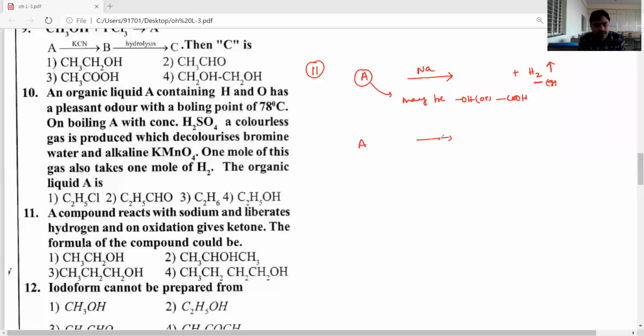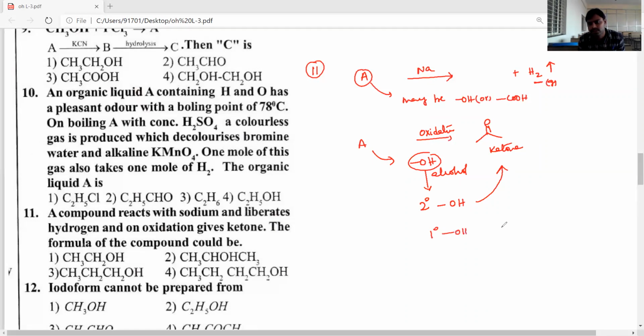But A on oxidation produces a ketone. When a ketone is formed, what do we automatically think? This A must be an alcohol only. What type of alcohol? It should be a secondary alcohol, because secondary alcohols are converted into ketones. Primary alcohols, with a mild oxidizing agent, are converted into aldehydes, and with a strong oxidizing agent are converted into acids. That's why, since a ketone is formed, A must be a secondary alcohol only.